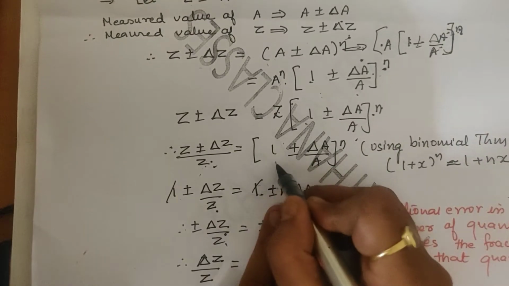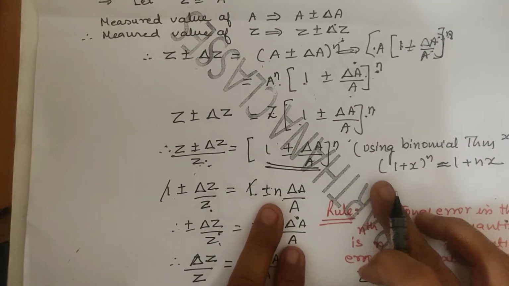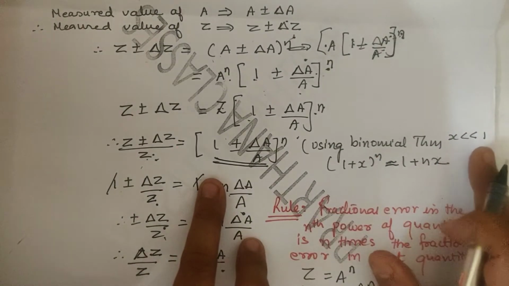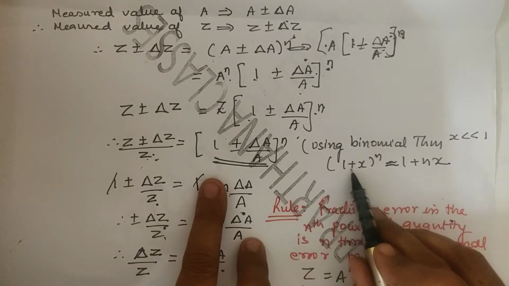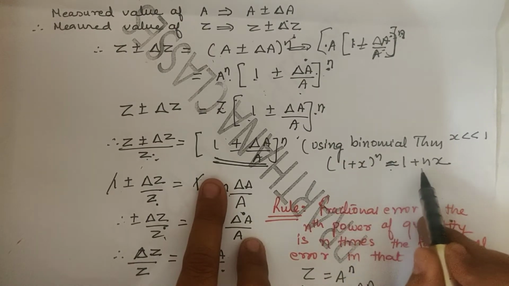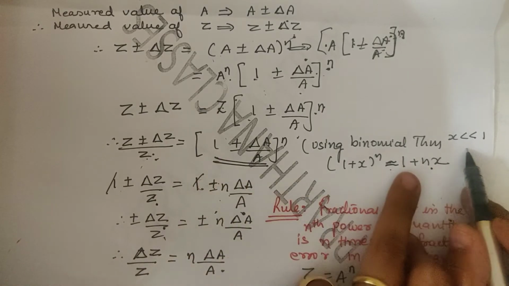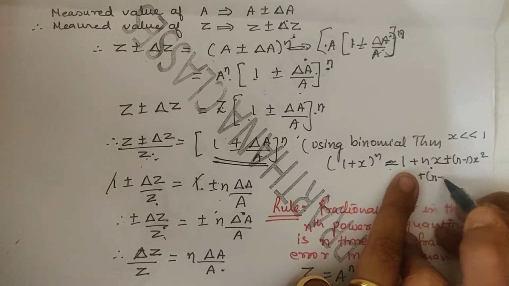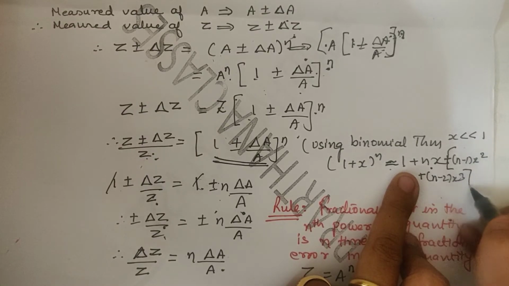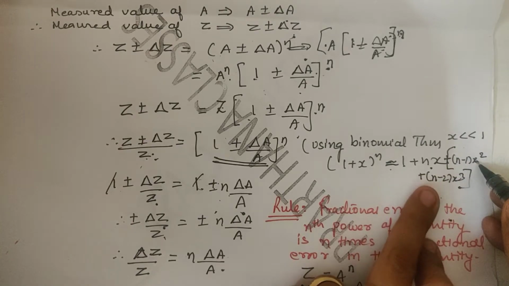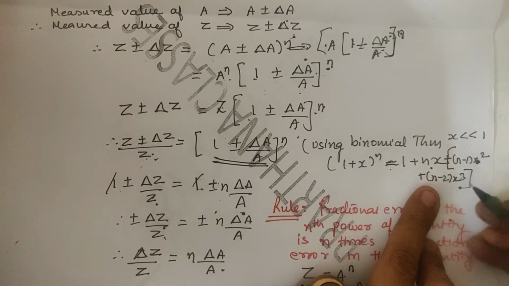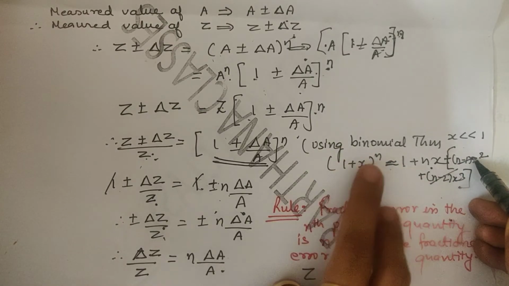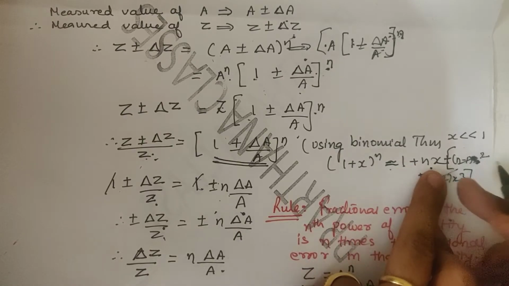Now if I apply the binomial theorem for this, what will you get? 1 plus x raised to n, for x less than 1, it is equal to what? 1 plus x raised to n is nearly equal to 1 plus nx. Because the higher order terms, which are nothing but n minus 1 x square plus n minus 2 x cube, are neglected. Why? Because x is much less than 1, so ultimately x square is still much smaller. So this part is neglected. So we write 1 plus x raised to n is nearly equal to 1 plus nx.